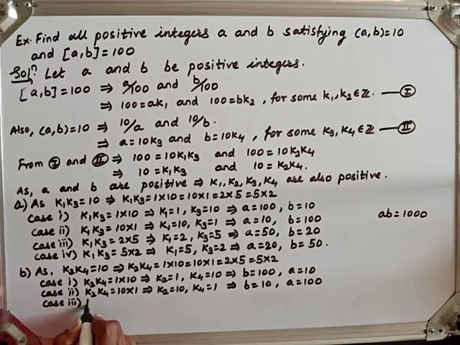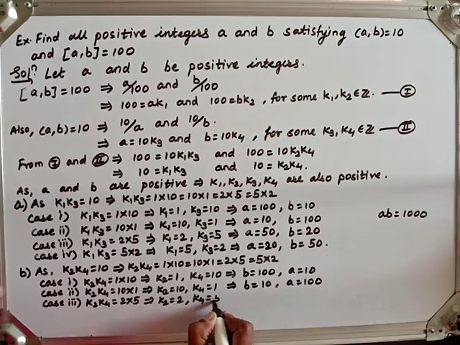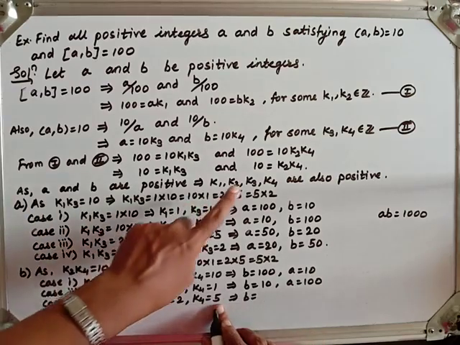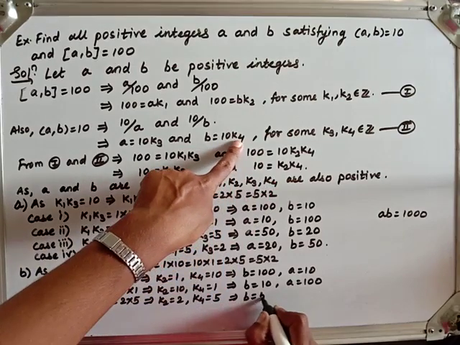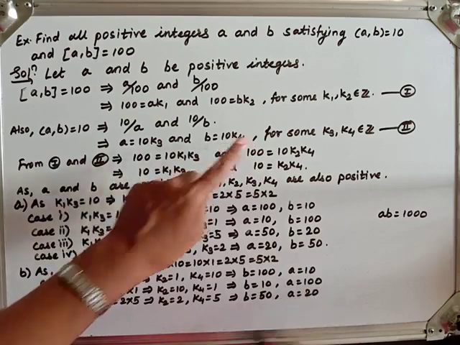Case 3. K2, K4 is equal to what? 2 into 5. So that gives K2 is equal to 2. K4 is equal to 5. So this gives B is equal to, now K4 is, look at here, K4 is 5. So B will be what? 50. So B is 50, then A must be 20.